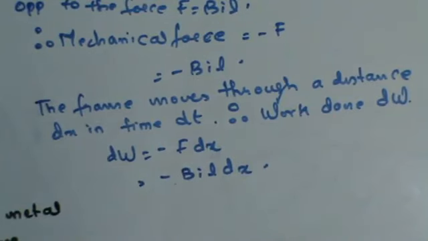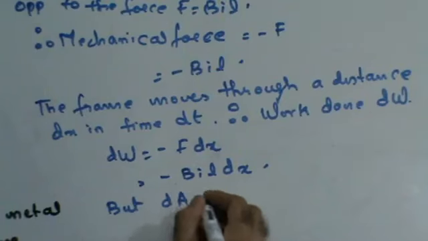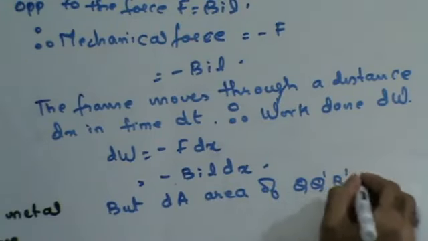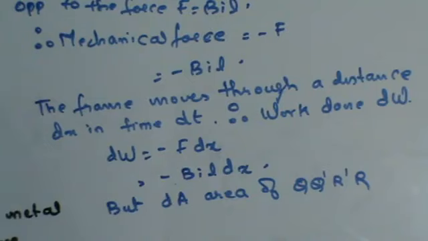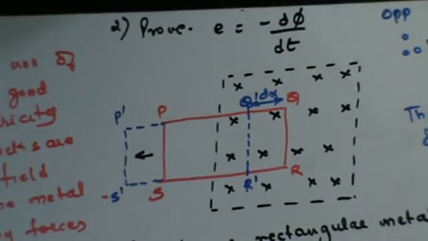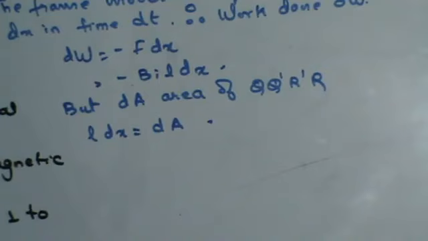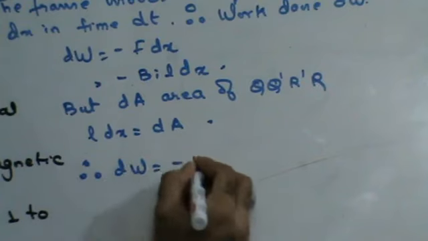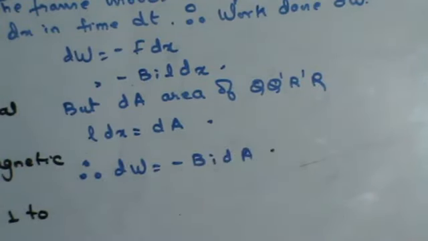But I can say that dA is nothing but the area of Q bar R bar R. Let's assume that dA is the area of Q bar R bar R, right? In that case, I can say that L into dx will be nothing but dA, length into breadth will be nothing but area. Therefore, I can say that the work done is minus BI dA, because L into dx is nothing but area.